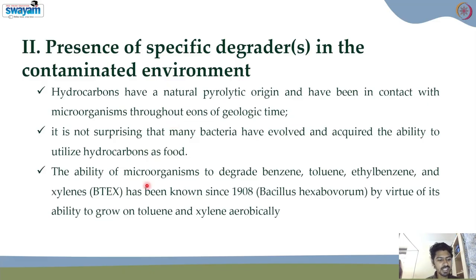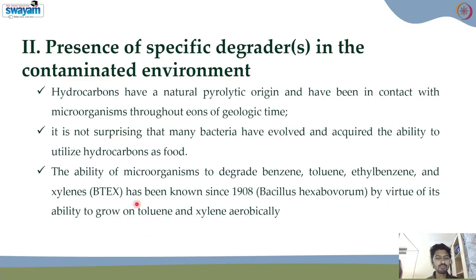And the second example is BTEX, which is benzene, toluene, ethylbenzene, and xylene, where in 1908 scientists discovered a bacterium, Bacillus hexacarbovorum. They observed that this Bacillus can grow and consume toluene and xylene as a carbon source in the presence of oxygen. So they not only consume, they degrade and mineralize them completely.